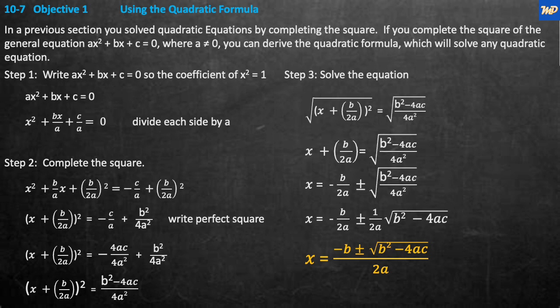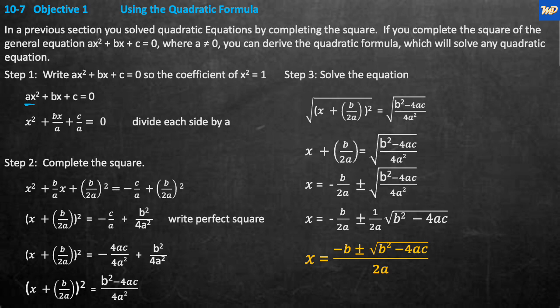So let's start off. It says step 1. What should we do? It says write ax squared plus bx plus c equals 0 so that the coefficient of x squared is equal to 1. So what that's going to mean is we're going to take the a term right here, and we're going to divide, as we did previously, all the terms in this equation by a. And as you see, we have x squared plus bx over a plus c over a equals 0. We divided everything by a.